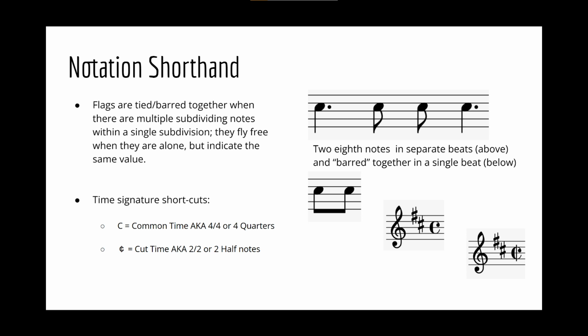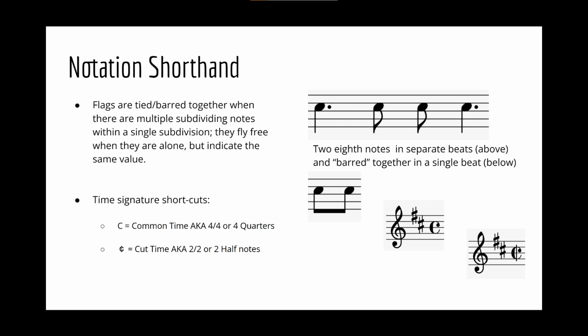Some notation shorthand for you. There's some things that confuse people in musical notation. One of the most common is, what do the bars versus flags mean? Well, it's the same thing. Flags are tied or barred together when there are multiple subdivided notes in a single subdivision. So if you have one beat that's subdivided into two eighth notes, you'll see the two black note heads with the stems coming down and then one bar tying them together. If there were 3 or 4 or 5 notes all within a single beat, those would all be tied together with the appropriate number of markings on them.